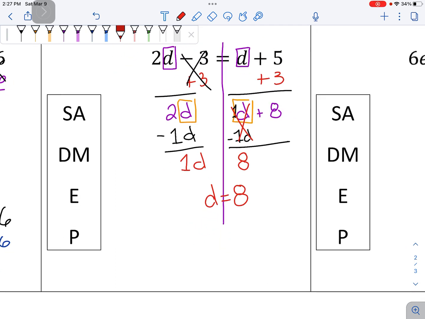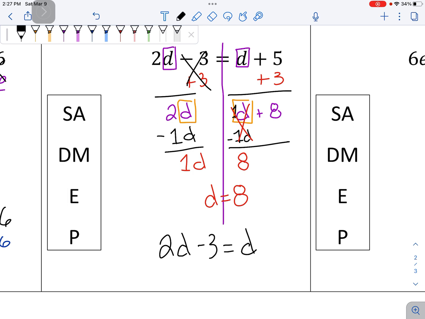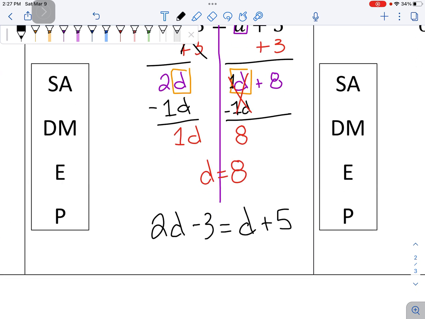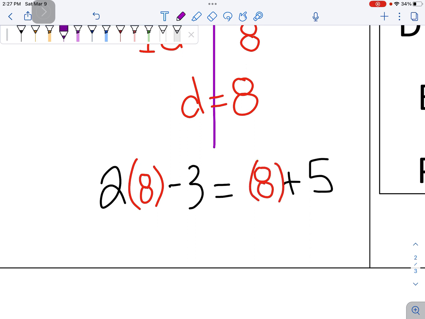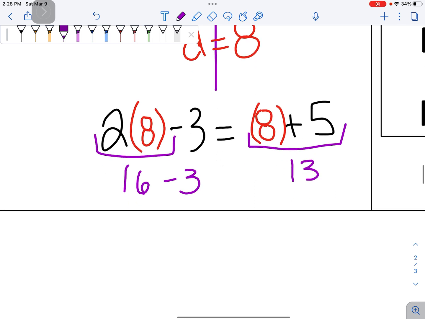Here we go. 2 variable d minus 3 equals another variable d plus 5. Okay, and we'll substitute 8s for the letter d. 8 and 8. Okay, here we go. 2 times 8 is 16, so this says 16 take away 3. And on the other side, 8 plus 5 is 13. And if I keep going, 16 take away 3 is 13.